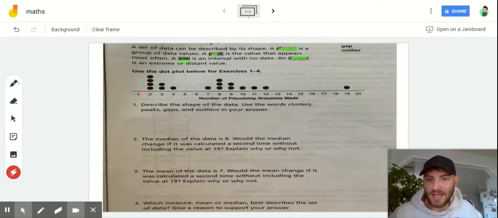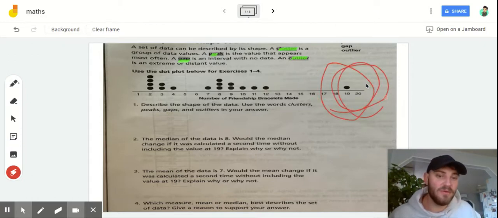Then we can look at a peak. This is your peak, this one right here, because it's your highest. It's the one that is super high. So that one is a peak, okay? A gap right here. Nobody's in 5 and 6. Nobody's in 13 through 18. So those are two gaps. And an outlier, one that is completely by itself, really far away from everyone else.